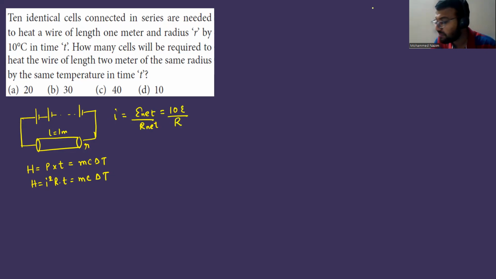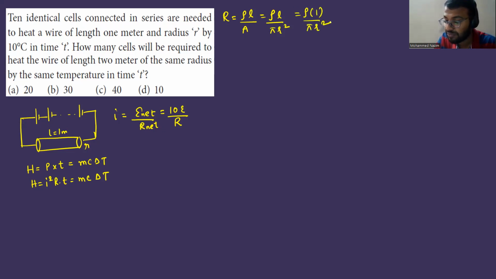And let me write here carefully what is R. R is nothing but rho into L by A. And what is A here? Because he's specifying length and radius, let me expand this area by writing pi R square. And how much is the length, people? To heat the wire of length 1 meter, so length is 1 meter. So the initial resistance, I can take it as R. Getting it? And then I'll put this value of current.